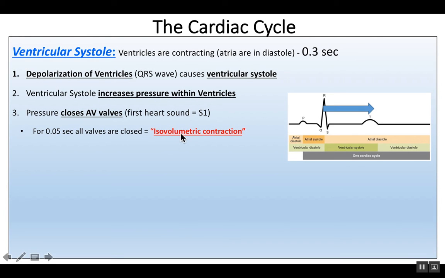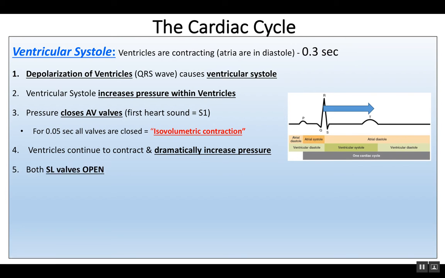What that means is the volume is the same in the ventricle as it's contracting. The volume's the same because there's no way in, no way out. All valves are closed. It's a very short moment, 0.05 seconds, but this allows pressure to build within the ventricle. And as that pressure builds and dramatically increases, that's going to give enough pressure to open the semilunar valves.